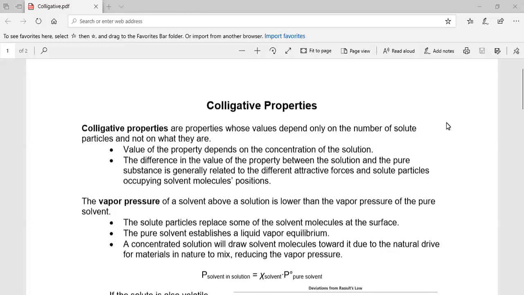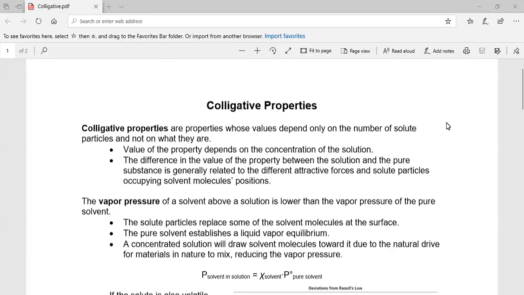This session involves colligative properties. Colligative properties are properties whose values depend only on the number of solute particles and not on what those particles are. So all of these properties are going to depend on the concentration of the solution, and the difference in value between the solution and the pure substance is going to be related to the attractive forces of our solute particles that are occupying the positions of our solvent molecules.